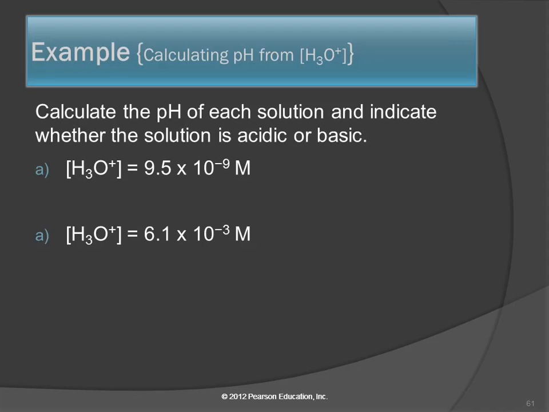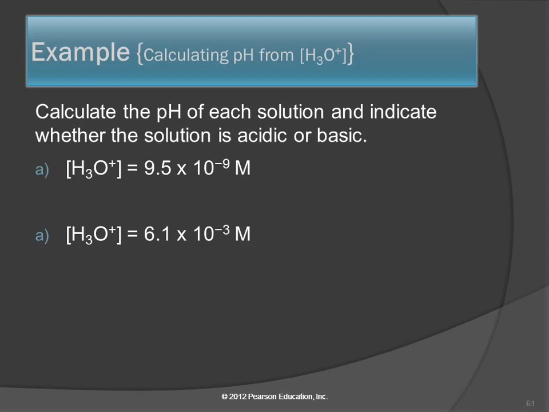So calculate the pH of each solution and indicate whether it's acidic or basic. So the hydronium ion concentration is 9.5 times 10 to the minus 9. We can't do this one in our heads. We need to use the calculator. So get your calculator out.